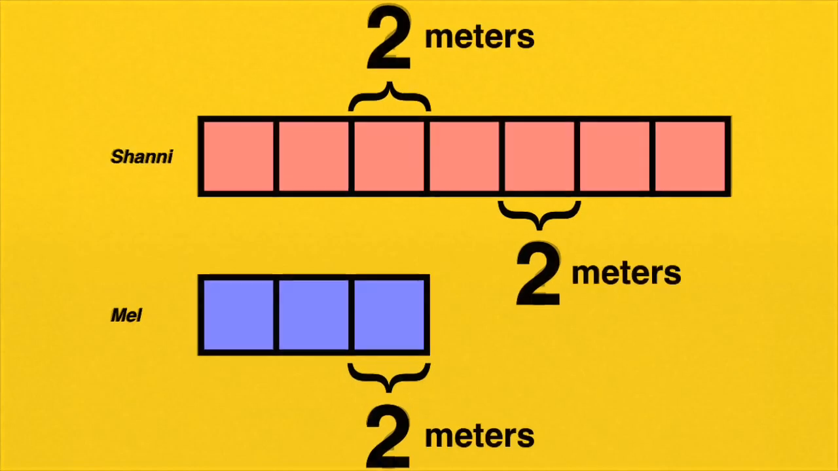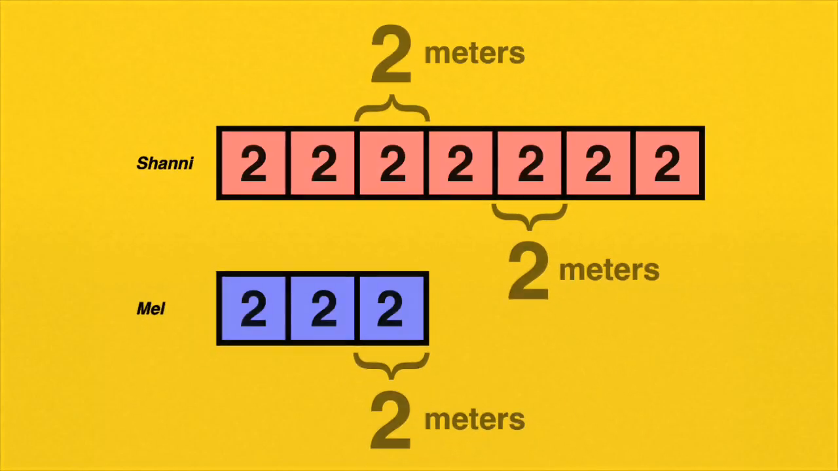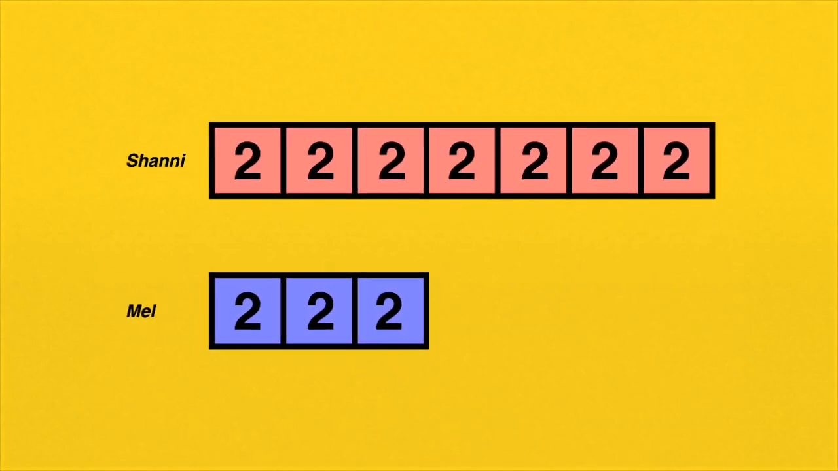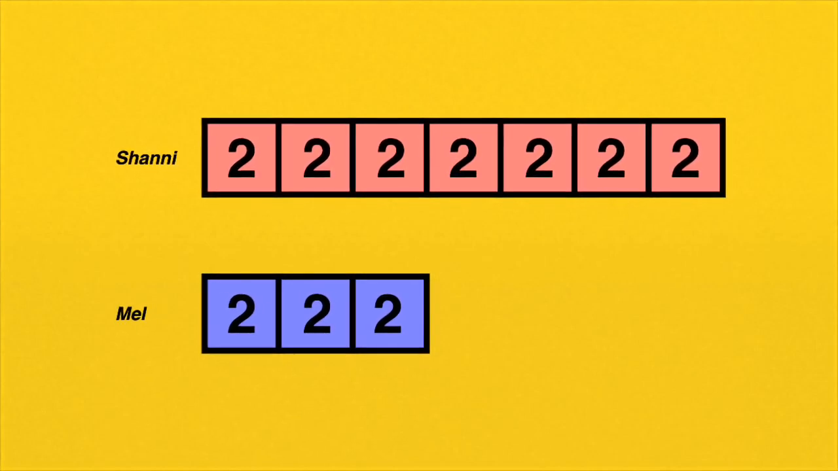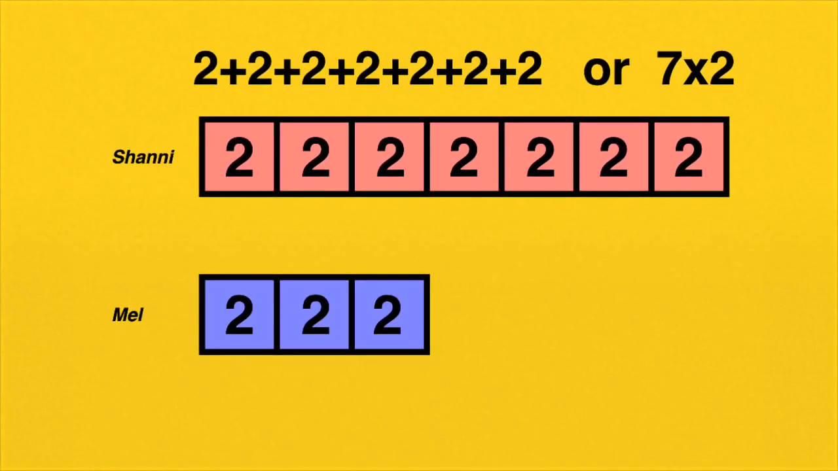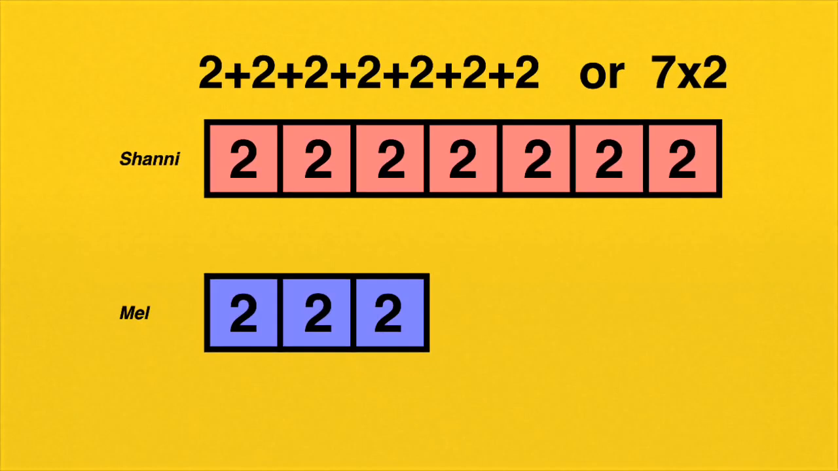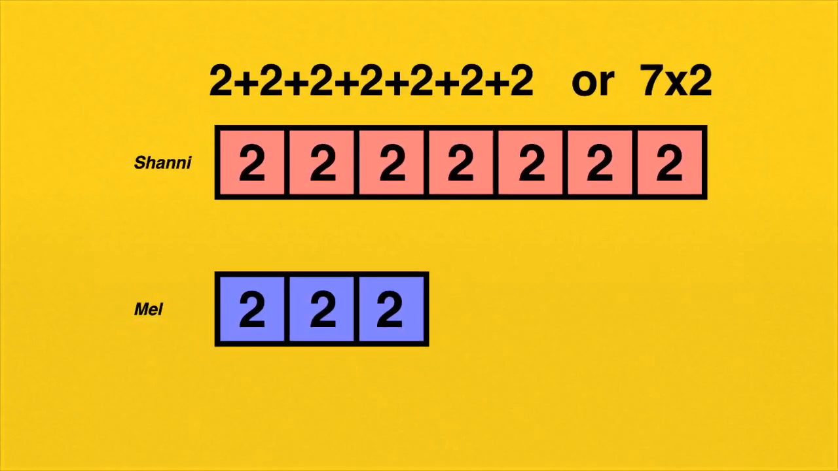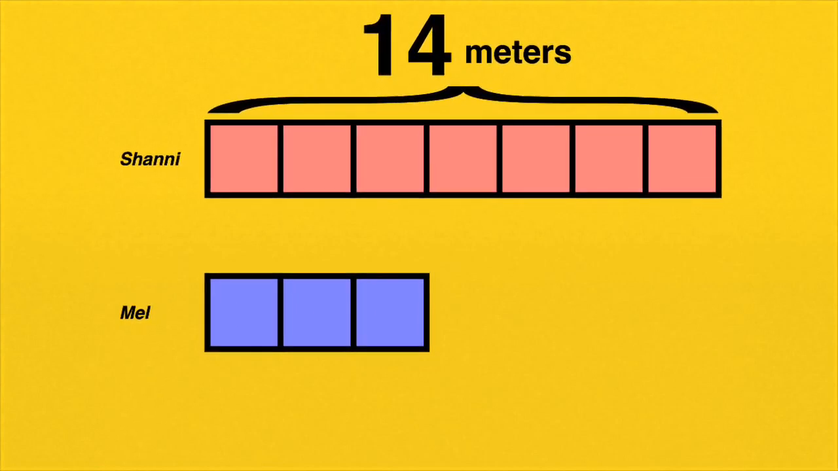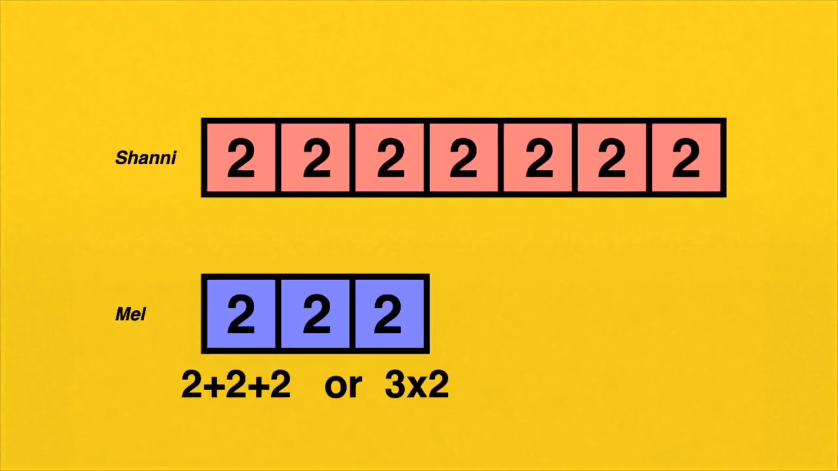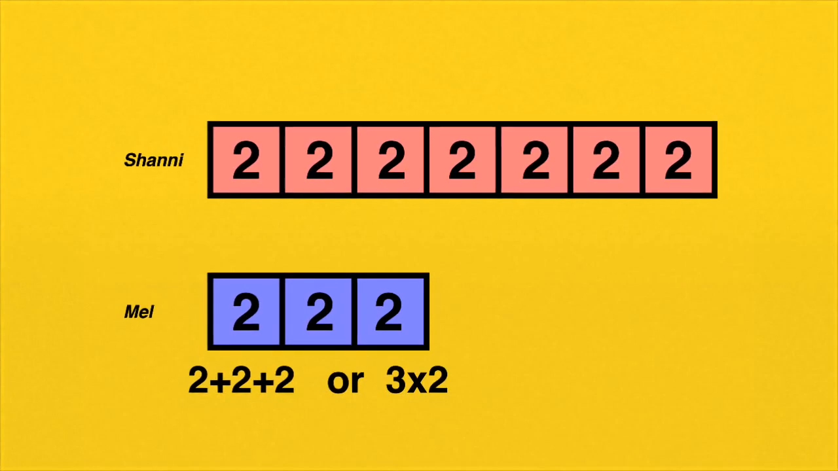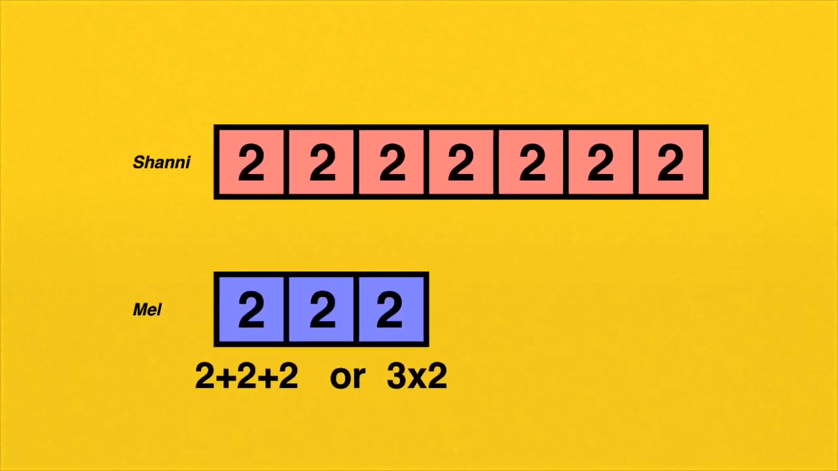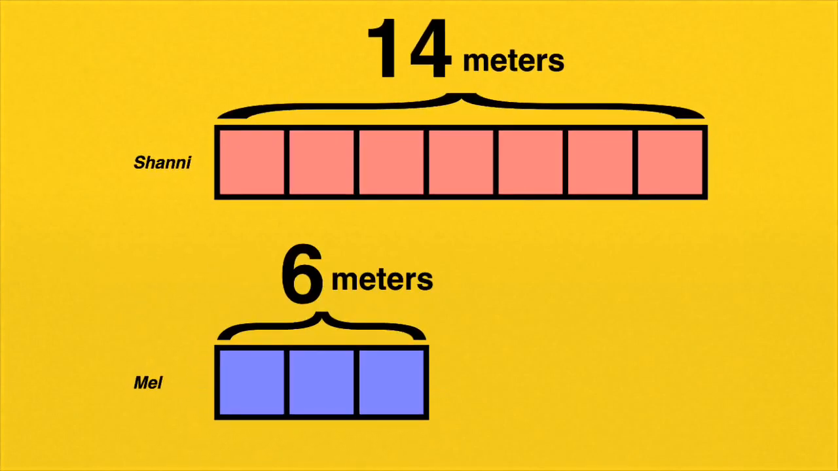But what if the units weren't 1 inch each? What if they were worth 2 meters each? In that case, into every unit we would plug 2 meters, just like this. To find Shawnee's length, we would simply add up all those 2's. Or, seeing that we have 7 groups of 2, that's 7 times 2, which is 14 meters. We do the same with Mel. He has 3 units, each unit has 2. That's 3 groups of 2, which is 6 meters.